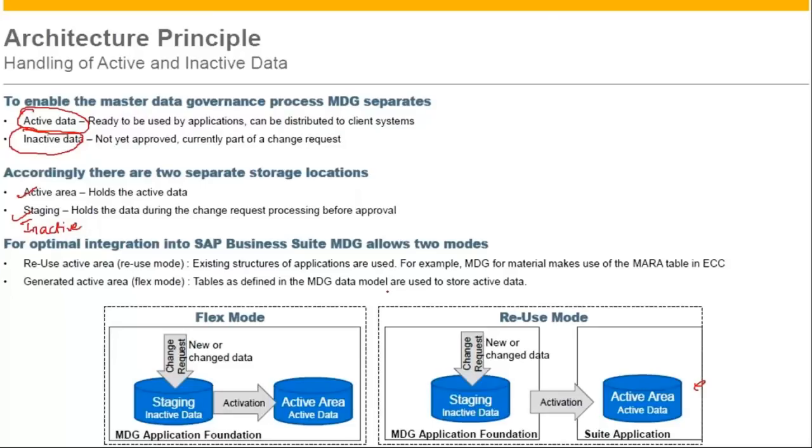Karthik, that means if I create one material 1000 in MDG, after it is approved, it will be stored in ECC, correct? Correct. In flex mode, where will that material 1000 be stored? It will be stored in MDG tables. Okay, not in ECC MARA? No. So how does it go to ECC then? We need to trigger the data replication framework. Okay.